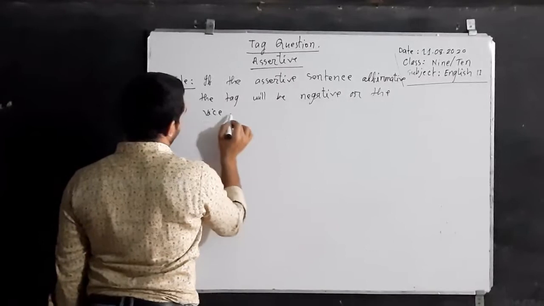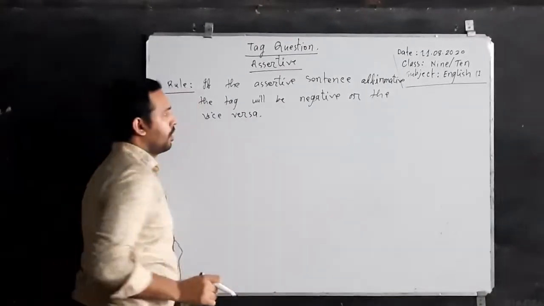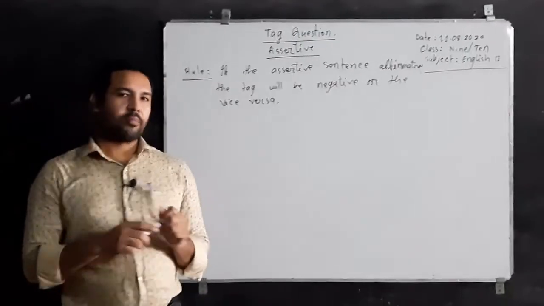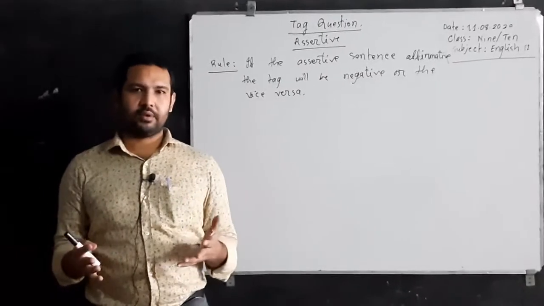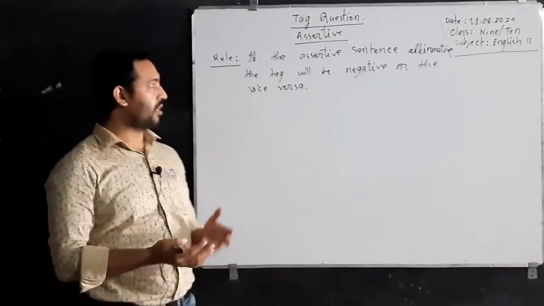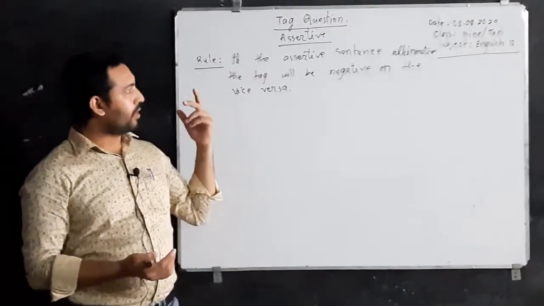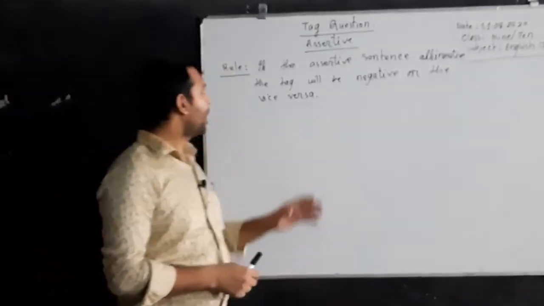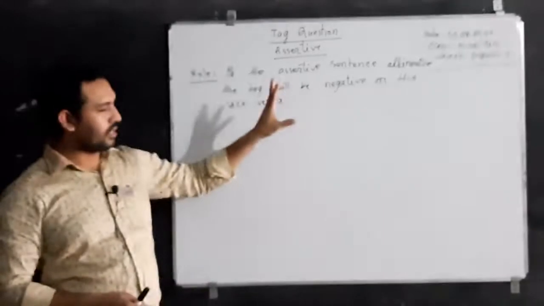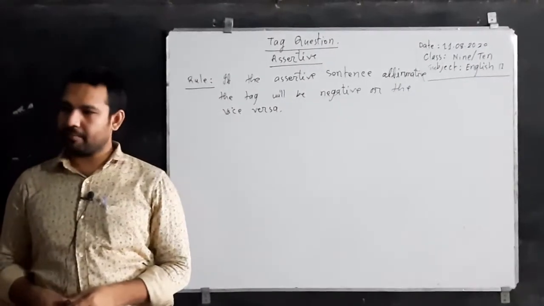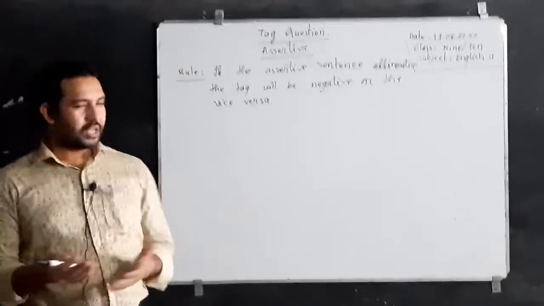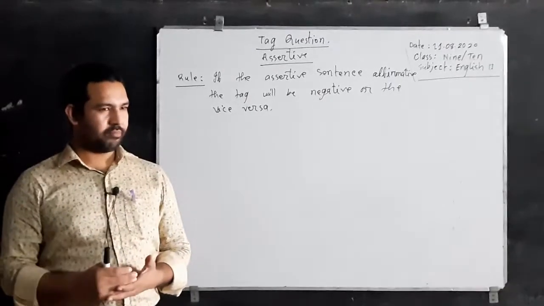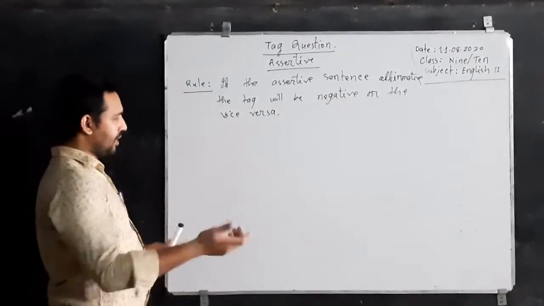The first rule of tag question, you have to always remember this rule, because this rule is applicable everywhere, in every sentence. It may be an assertive sentence, an imperative sentence, or an exclamatory sentence. The first rule is applicable for all three. If the main sentence is assertive, the tag will be negative, and vice versa. Vice versa means the opposite. If the main sentence is negative, then the tag question will be affirmative. Okay, if it is clear, let's see an example.